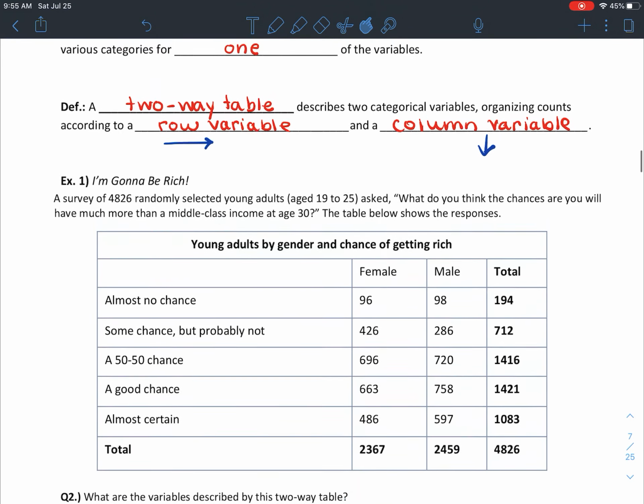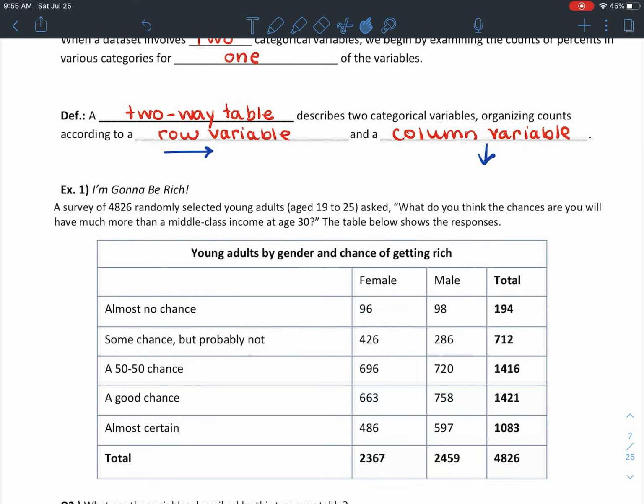Okay, so in this particular example, it says a survey of 4,826 randomly selected young adults between the ages of 19 to 25 were asked, what do you think the chances are that you will have much more than a middle class income by the age of 30? Okay, and so they were able to check off one of these four answers, okay? They thought there'd be almost no chance that they would have a lot more than a middle class income by the time they were 30. They thought there was some chance, but probably not, 50-50, good chance, or they were almost certain they would have much more than a middle class income by the age of 30.